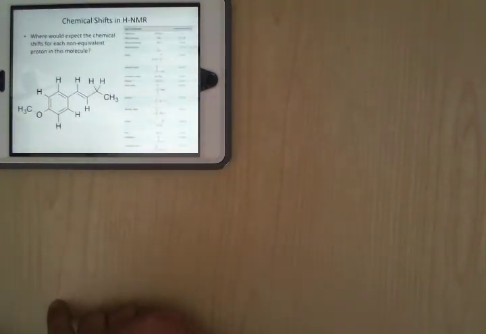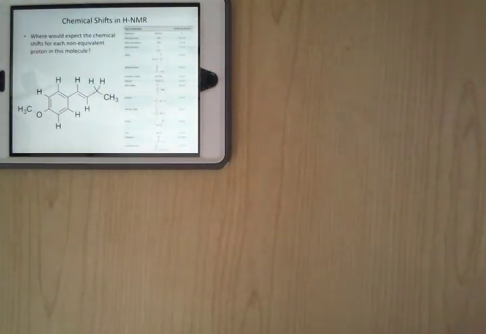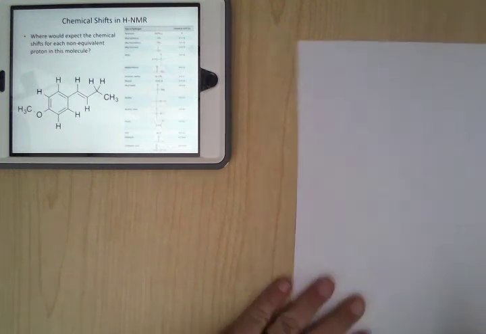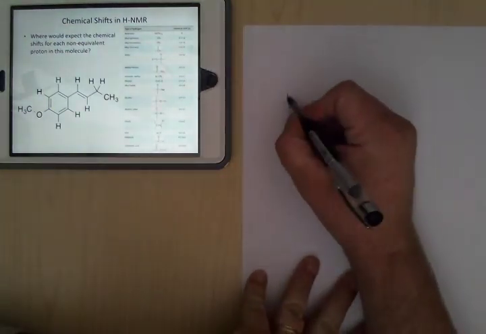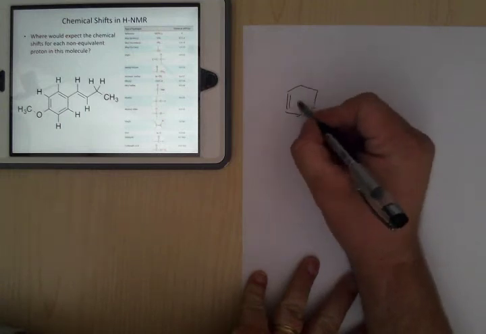Okay, so chemical shifts. So we're going to figure this out. So look at the chemical shifts. You should have this printed out. Sorry.